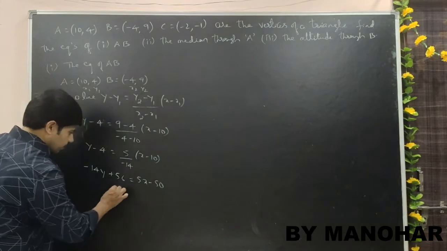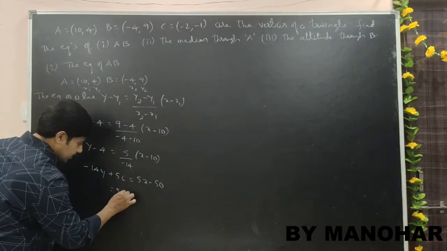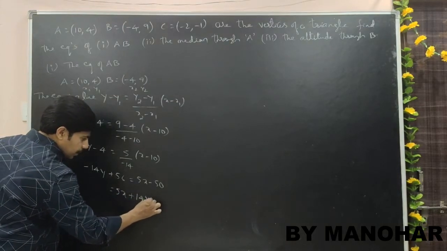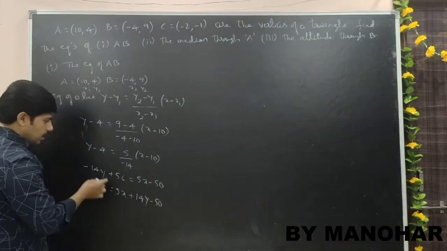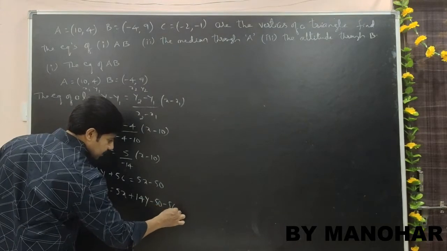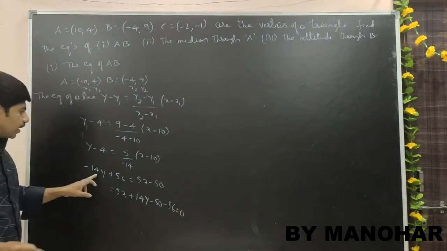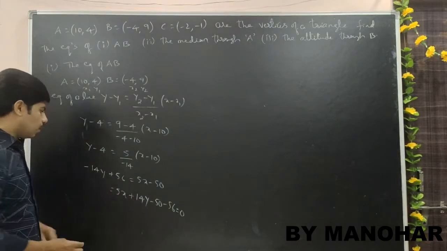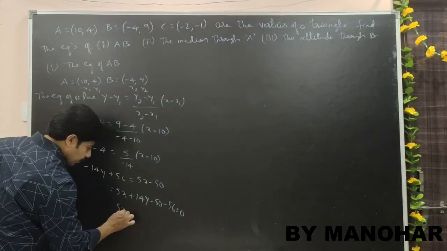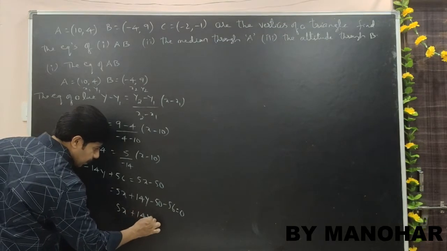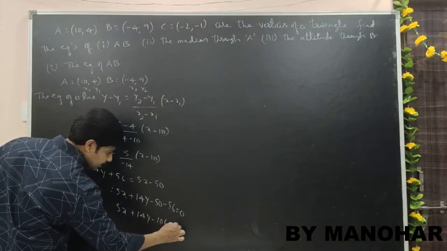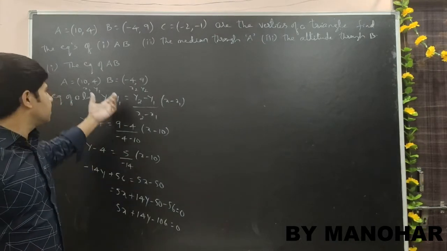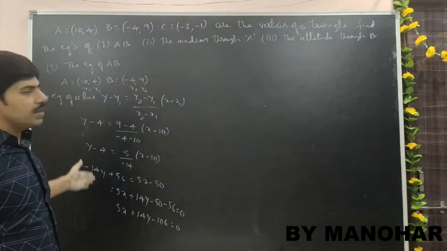So first you write 5x, then bring that y term, which will become 14y, then minus 50 minus 56. I am transposing minus 14y and plus 56 to the other side. It changes their signs. Now what is the equation we get? It is 5x plus 14y minus 106 is equal to 0, the equation of the line passing through 2 points. So the first bit we completed, right?